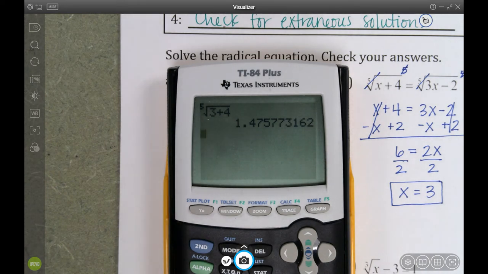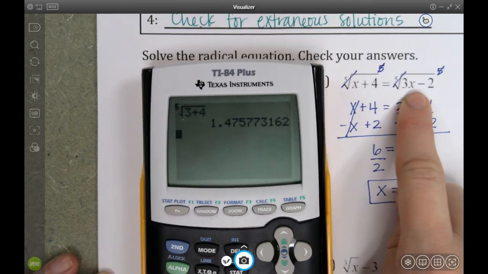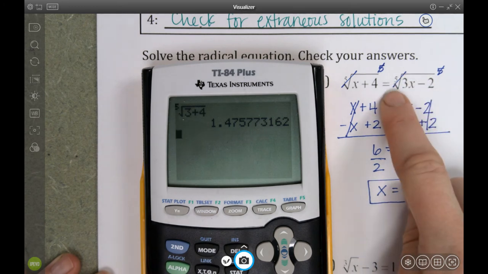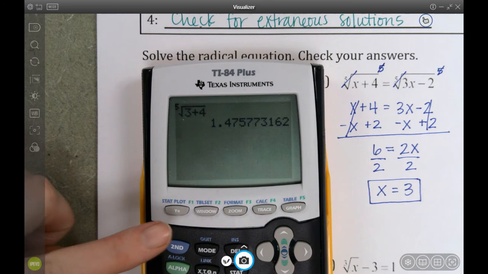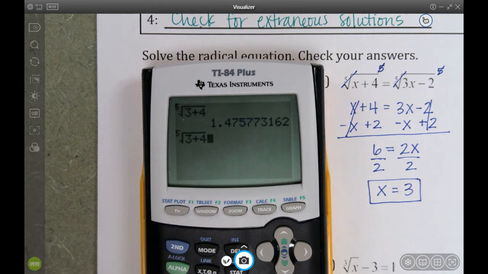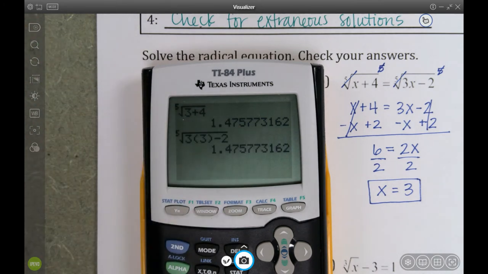So did we not do it? Well, this would have to equal this one, right? So I need to plug in 3 times 3 minus 2 and do the 5th root of that and see if it's the same thing. Okay, if you hit second enter, it just retypes what you had the first time. So we can change this. Are they equal? Probably. They look the same. So my answer works. Yes.